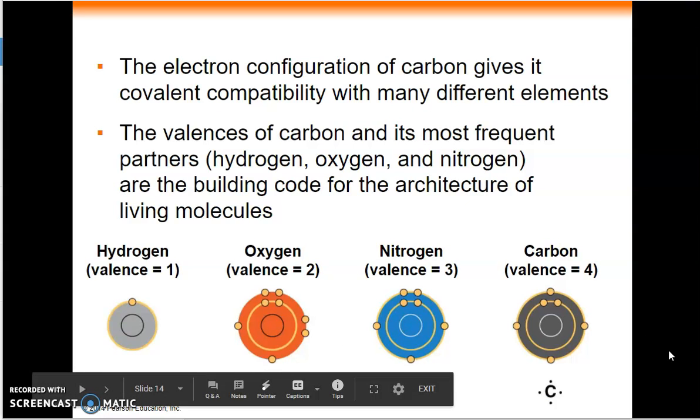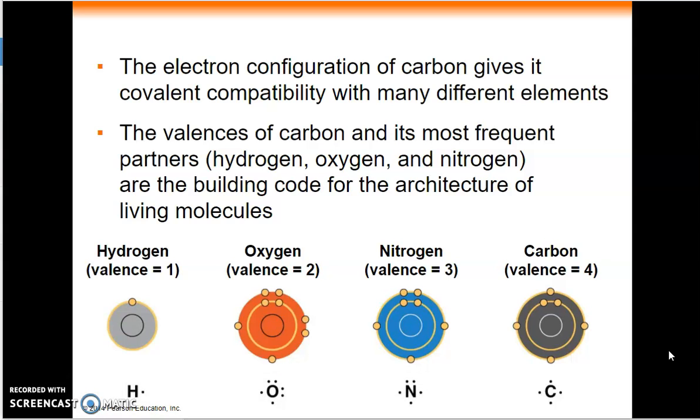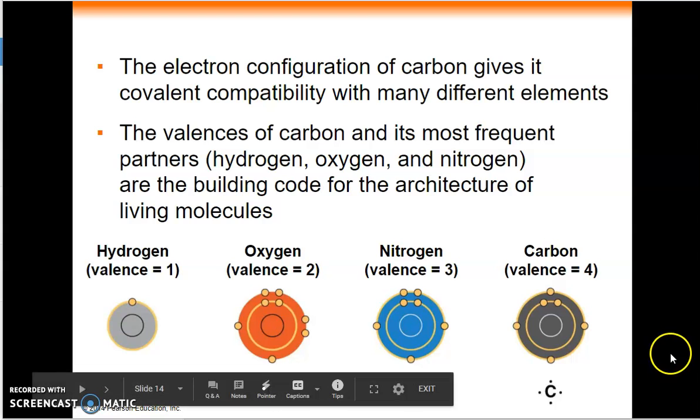The electron configuration of carbon enables it to form covalent bonds with many different elements. The valences of carbon and its most frequent partners, hydrogen, oxygen, and nitrogen, are the building codes for the architecture of living molecules.